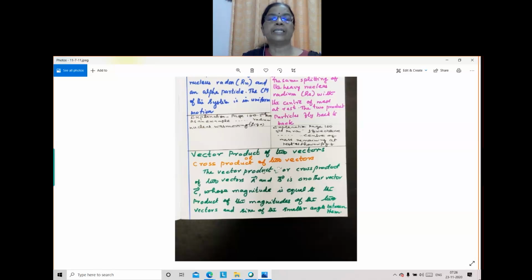Then next is a very important portion, because not only this year, next year also this is very useful. As we have studied, the dot product of two vectors. What is A dot B? Anyone? A dot B is AB cos theta.